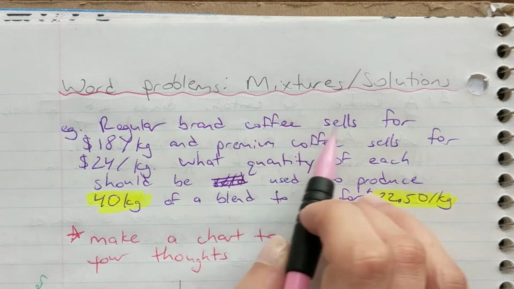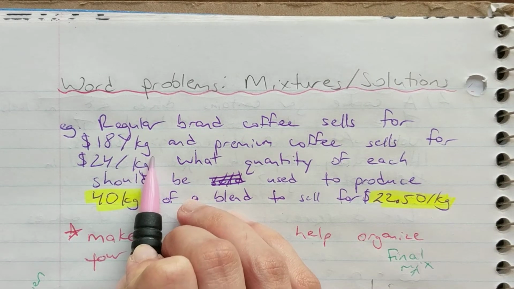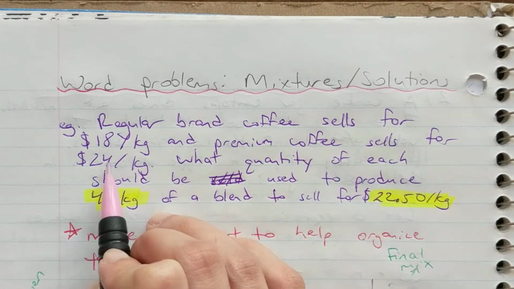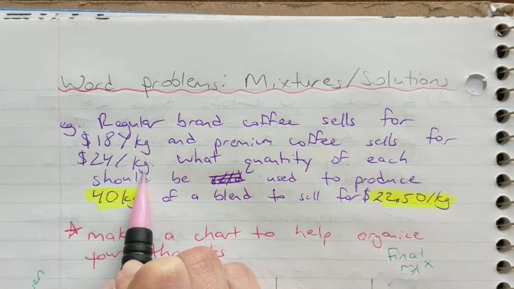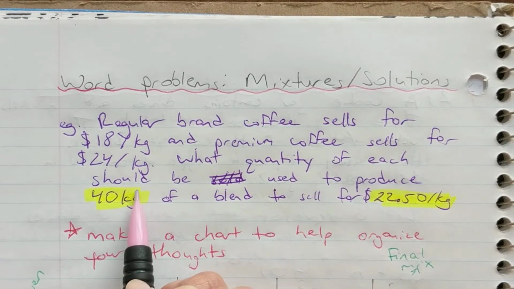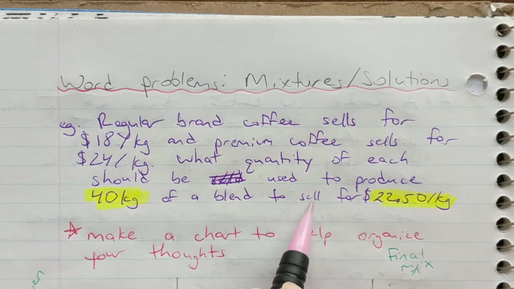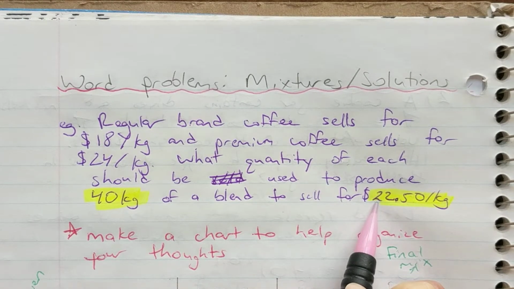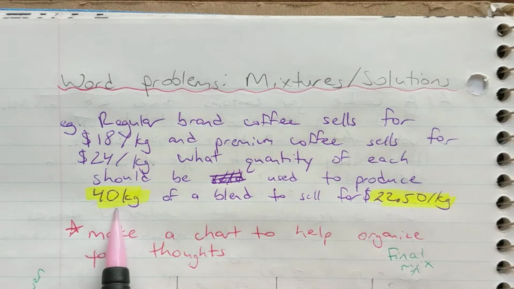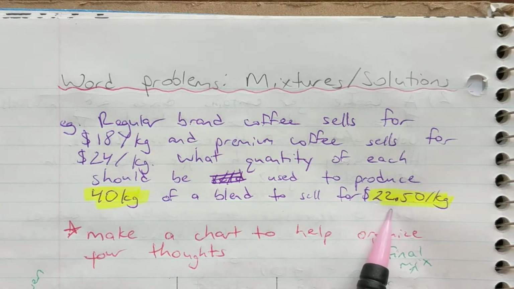Regular brand coffee sells for $18 a kilogram. And premium coffee sells for $24 a kilogram. What quantity of each should be used to produce 40 kilograms of a blend to sell for $22.50 per kilogram? So we have two different kinds of coffee at each their own rate, and we are going to be mixing together, which will give us a total of 40 kilograms. And once the mixture is combined, it will be sold for $22.50 a kilogram.